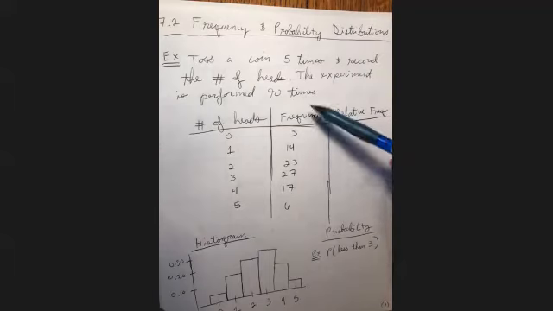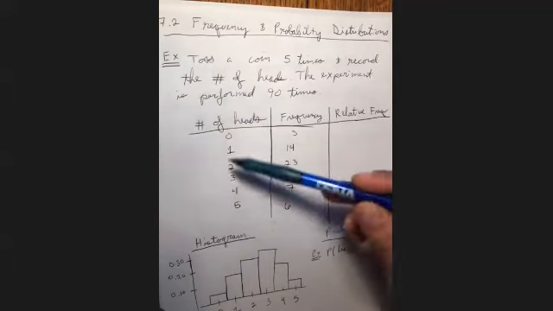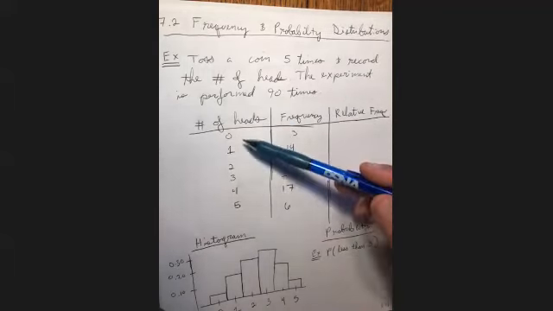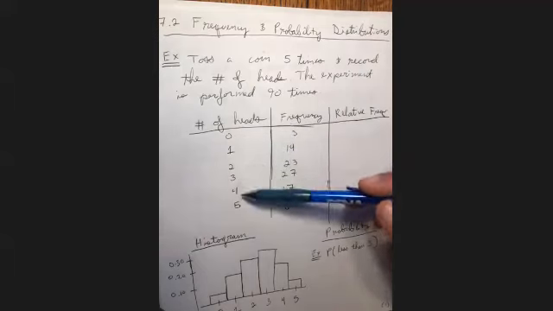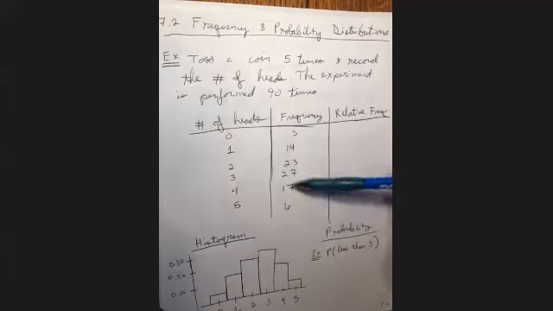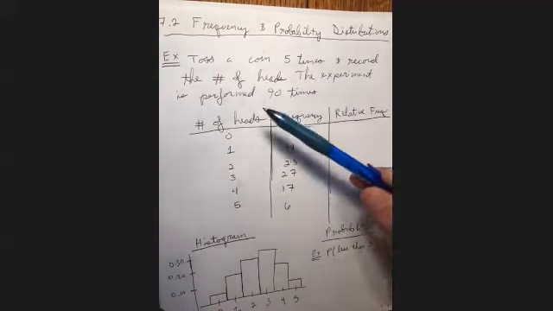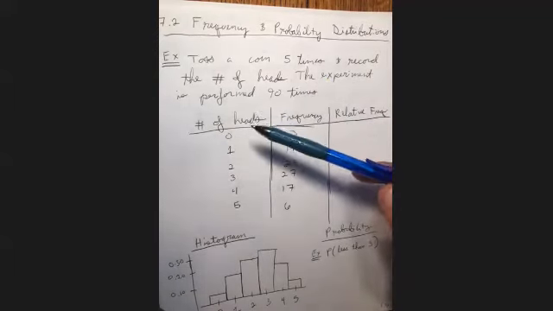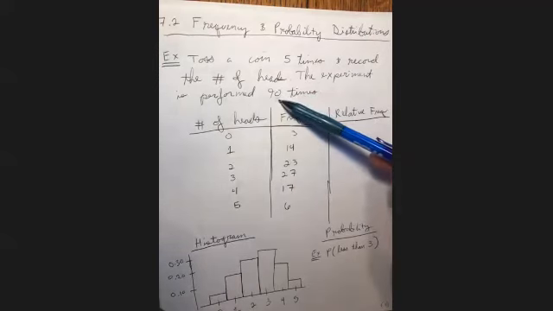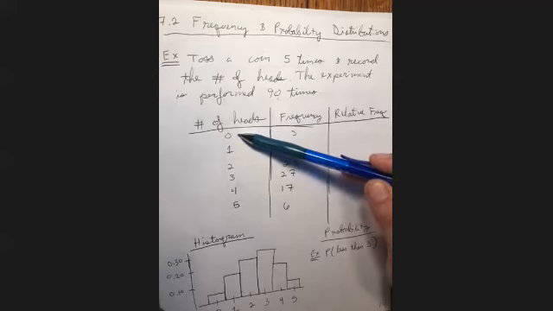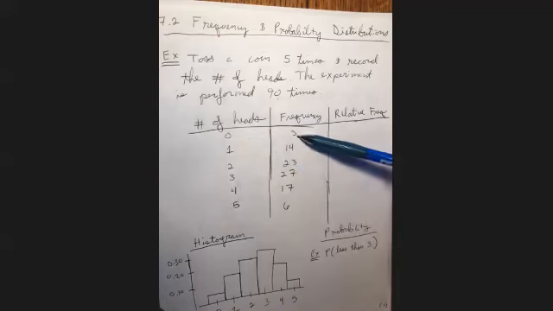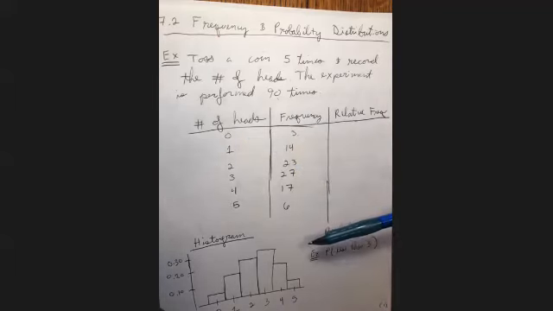Down here we have what's called a frequency table. The frequency table lists all the possibilities, as well as how many times those particular occurrences happened in our series of experiments. Reading this table, we see that out of the 90 times that we flipped the coin 5 times, the number of times that we had no heads, which is to say all tails all 5 times, happened 3 out of the 90 times.